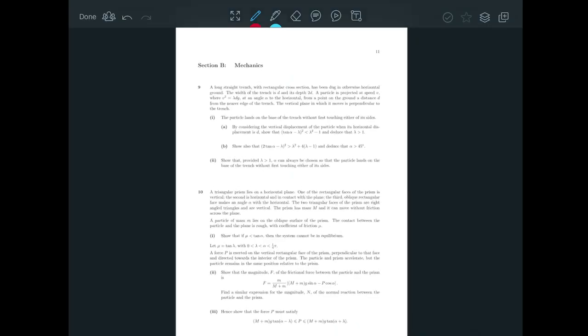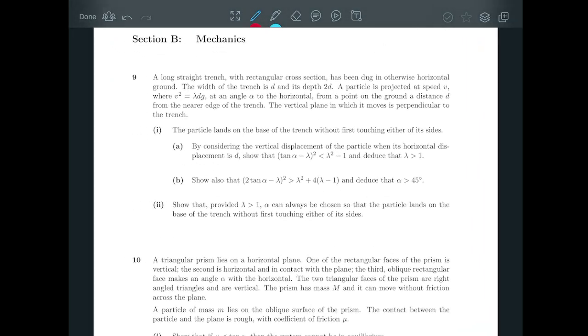Into the mechanics section. Now, with the experience I had, I tended to avoid the mechanics questions unless they were collisions. The picture you have to draw has to be so accurate, and you have to interpret the problem very carefully in order to work out what's going on. So here we have a trench. Now, I don't want to spend too long. Skim through. It looks like we've got a projectile. We've got conditions on the projectiles. This could be very pleasant.